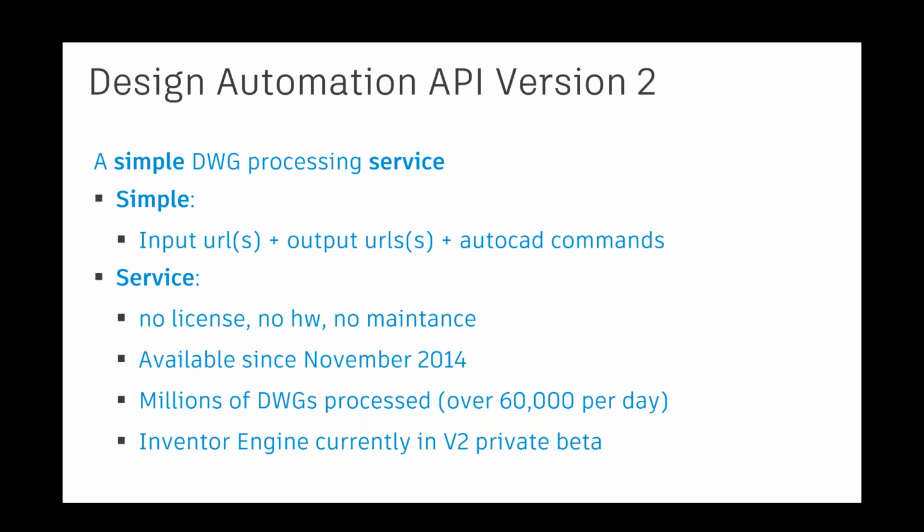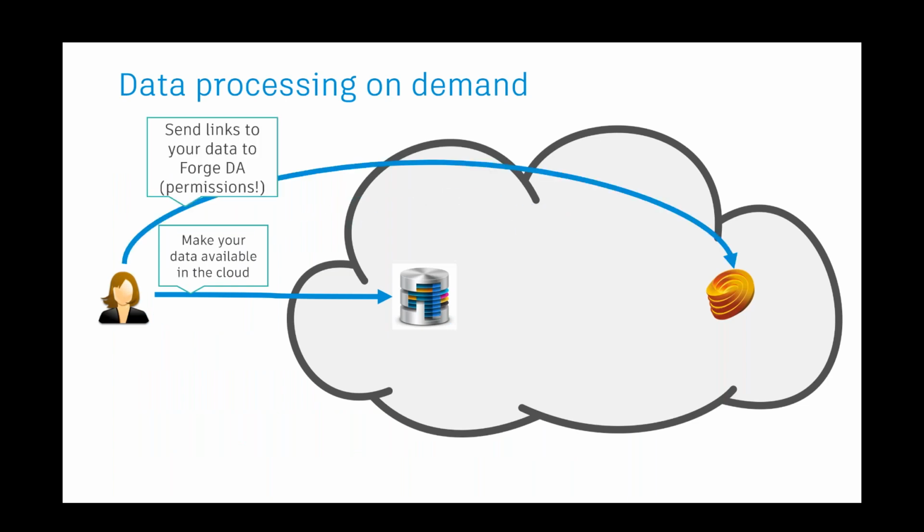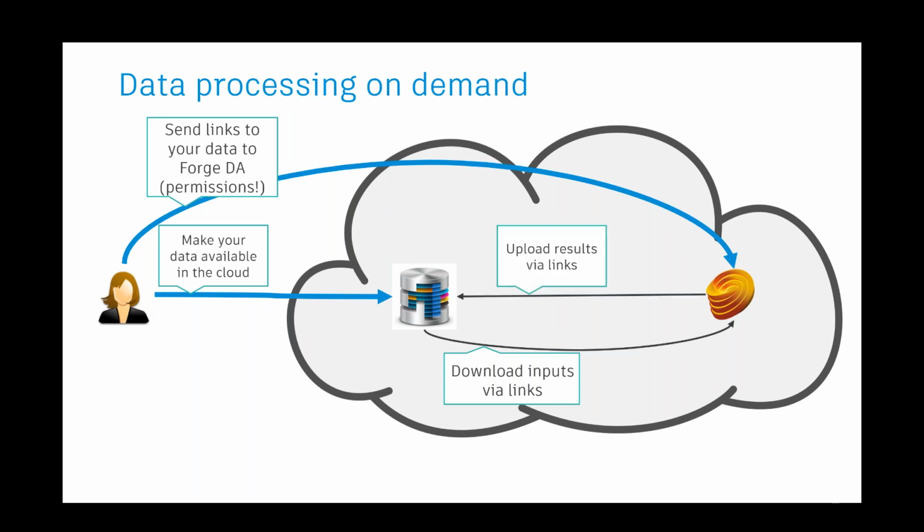If we look at the overall workflow for design automation, for those of you who are unfamiliar, you make your data available in the cloud, put that in some kind of cloud storage. You give the worker links so that the worker can actually access your input files. We download those input files onto the worker. We then upload those results back via links. And then once that worker's done, we're actually done with your data. We don't hold on to it at all.